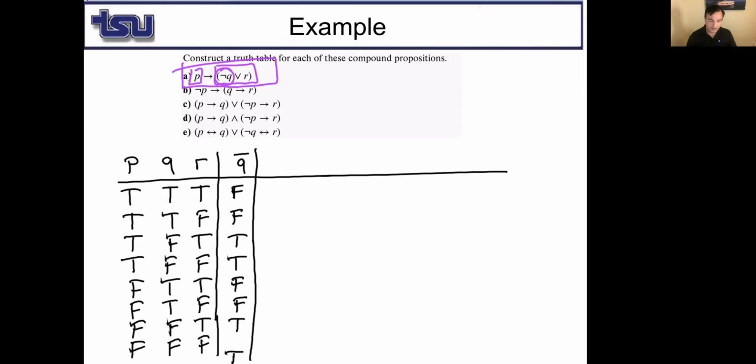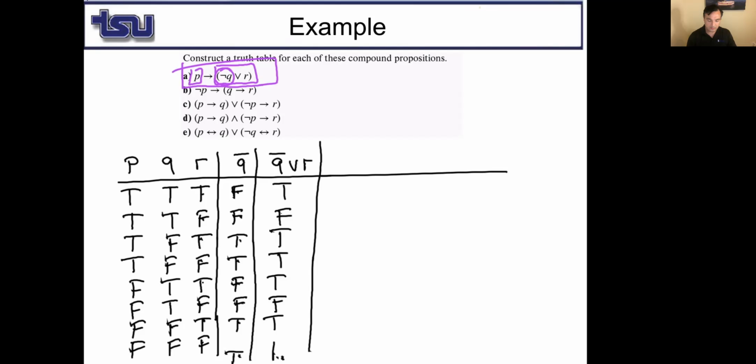And then I need to do Q naught or R. Well, you can tell me: this is Q naught right here and R is here. I'm going to connect them with OR. False or true is true. False or false is false. True or true is true. True or false is true. False or true is true. False or false is false. True or true is true. True or false is true.